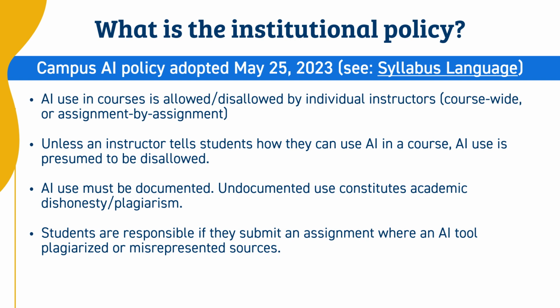Any student that uses AI in an assignment, they have to acknowledge that and cite that as a source. Otherwise, it's considered academic dishonesty or plagiarism because they're presenting AI-generated work as their own. And also, if an instructor does not tell their student how, when, if they are to use it, students are to presume that it is not allowed at all. So that's where we are as an institution.